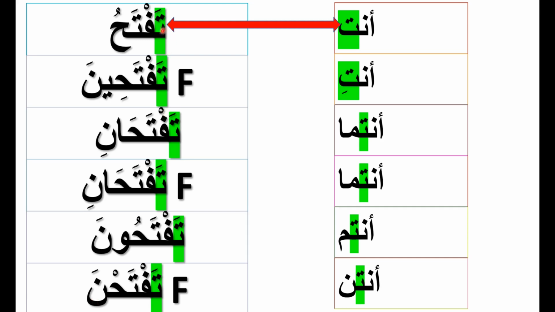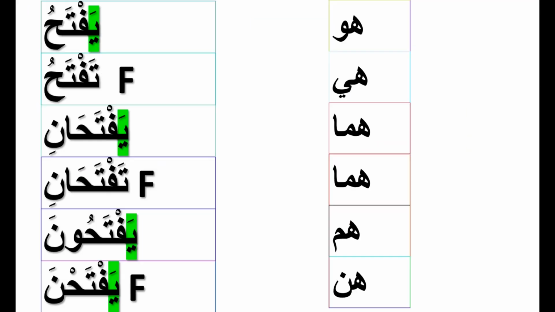The letter t at the beginning of the verb is a prefix that indicates that the verb is in the second person. It means you are talking to someone. تفتح, you open. As you notice, the prefix of the verb and the pronouns share the same letter ta.